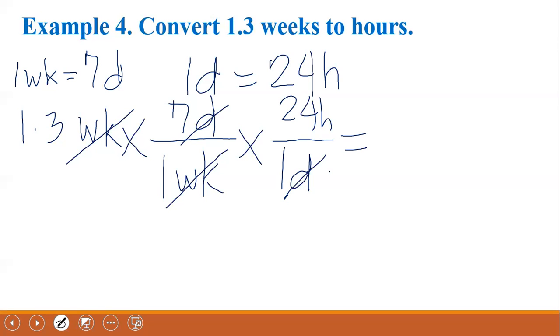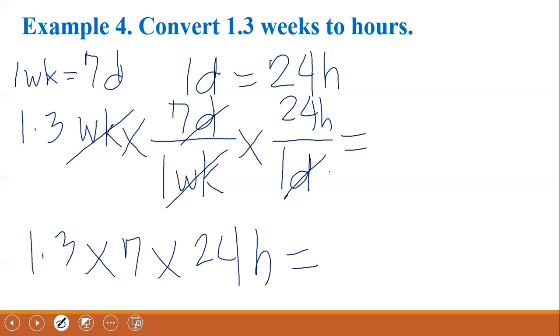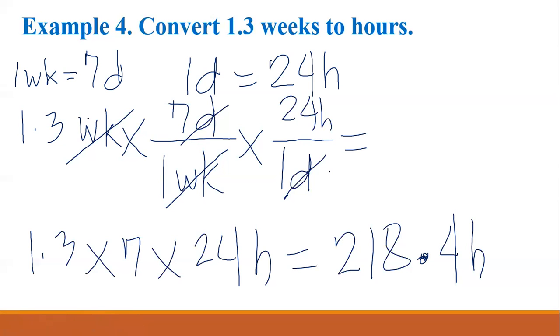Okay, and then proceed to calculation. 1.3 times 7 times 24. Okay, 1.3 times 7 times 24, and then we have the unit. Okay, and this is equivalent to 218.4 hours. Okay, so 1.3 weeks is equivalent to 218.4 hours. So each of the numbers found within the measured equality is exact. Okay, so ito, yung measured equality natin, exact sila.